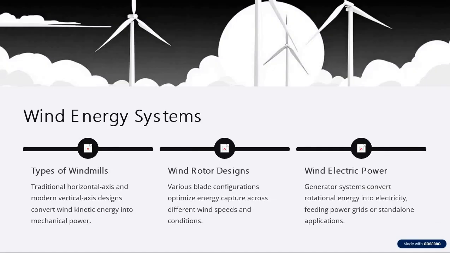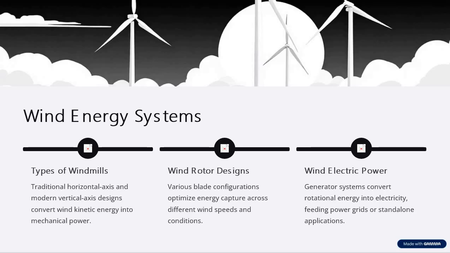Next we discuss the wind energy system. A wind energy system is mainly required for windy areas. There are various types of windmills, traditional horizontal axis and modern vertical axis designs, that convert wind kinetic energy into mechanical power. The wind rotor design focuses on various blade configurations that optimize energy capture across different wind speeds and conditions.